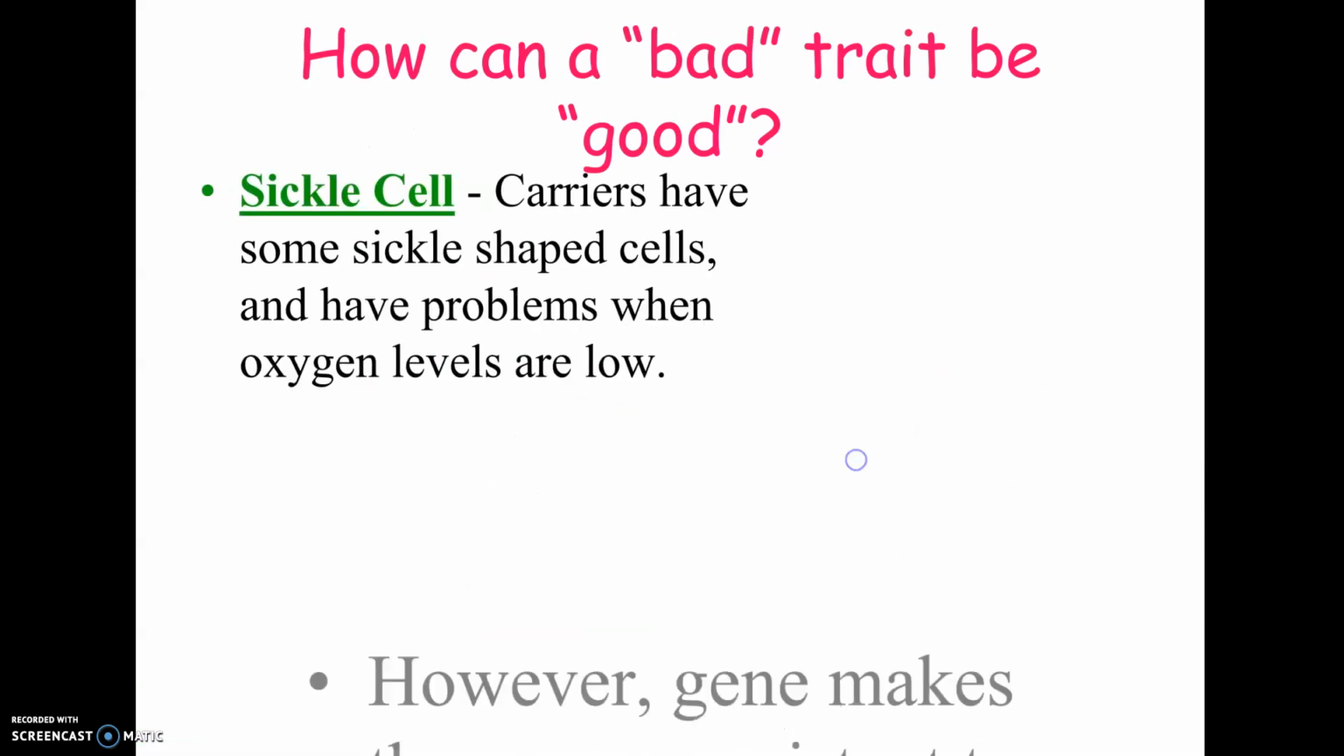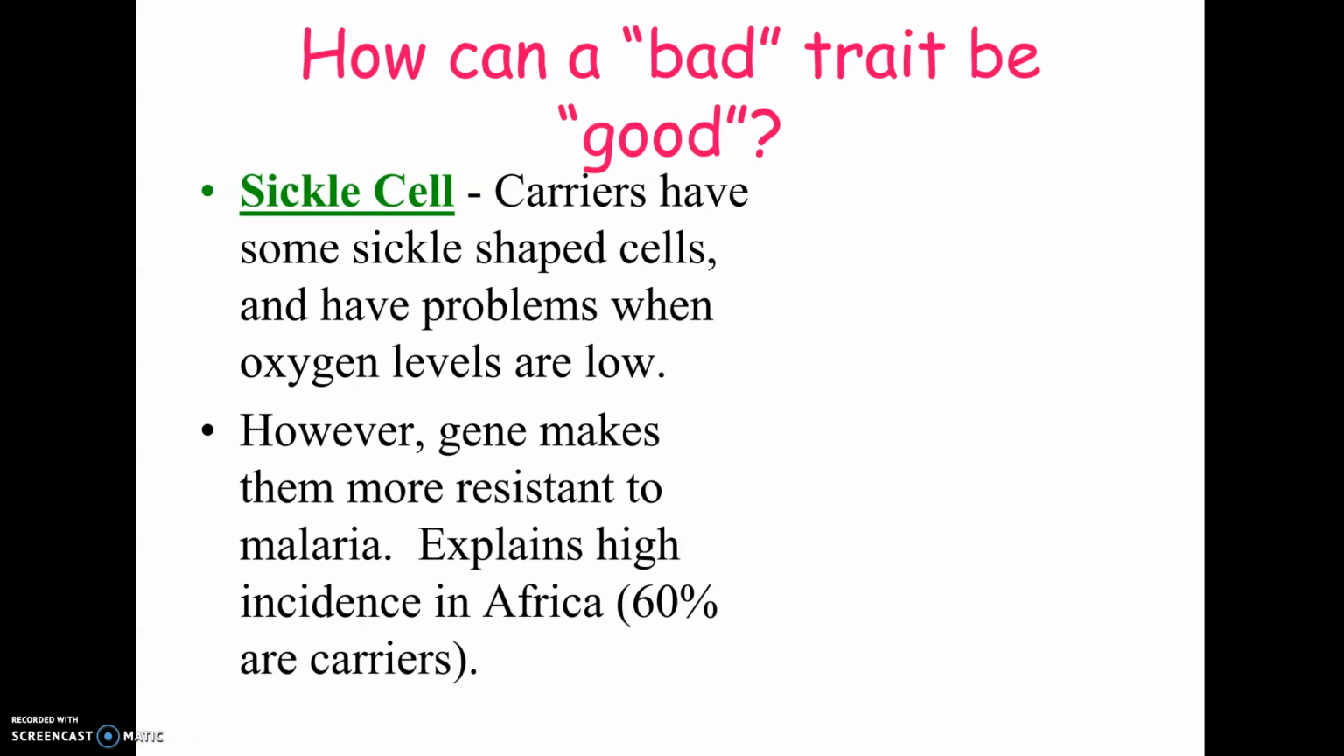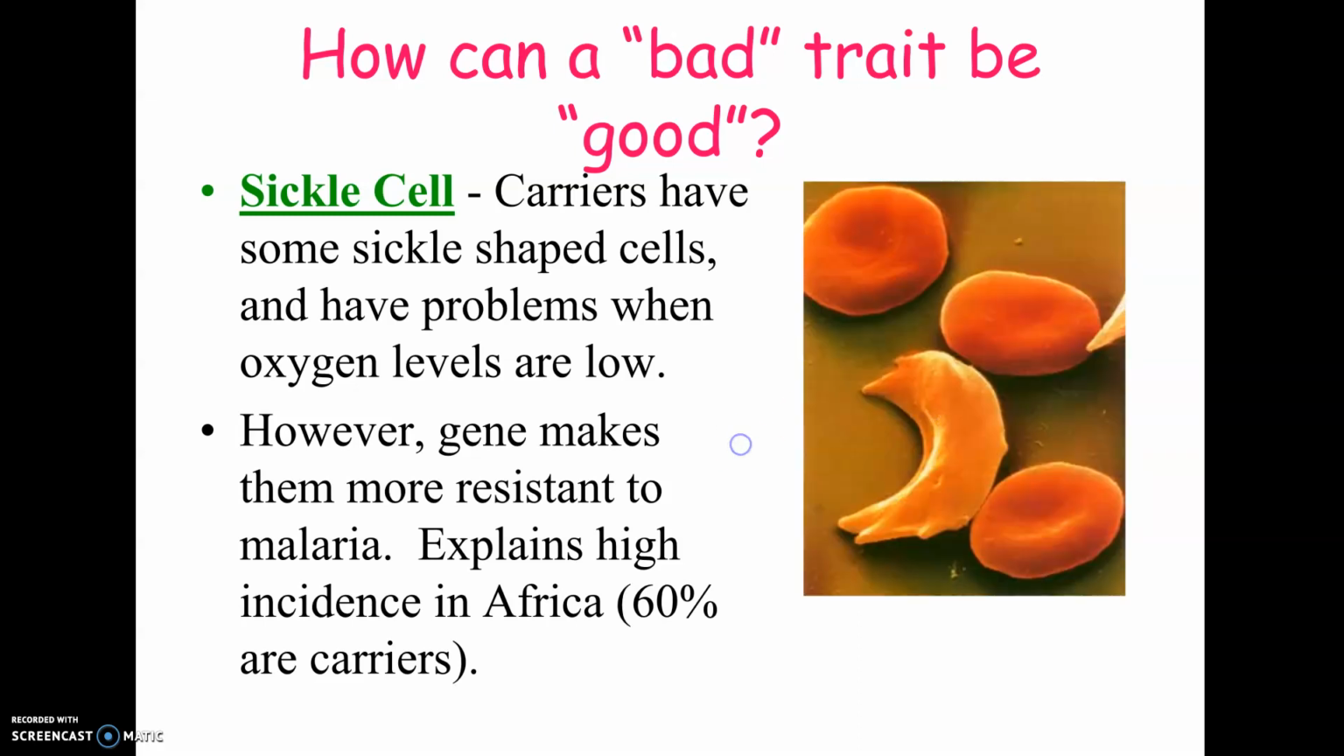And to wrap things up, just a comment that sometimes we think a gene is bad, and there may be some benefit to it. A good example of this is sickle cell anemia. So there's a gene that codes for sickle cell anemia. The blood cells have a sickle shape, and it causes a lot of problems.